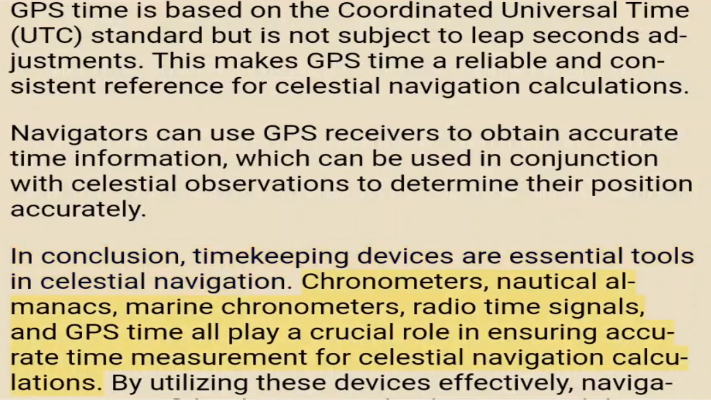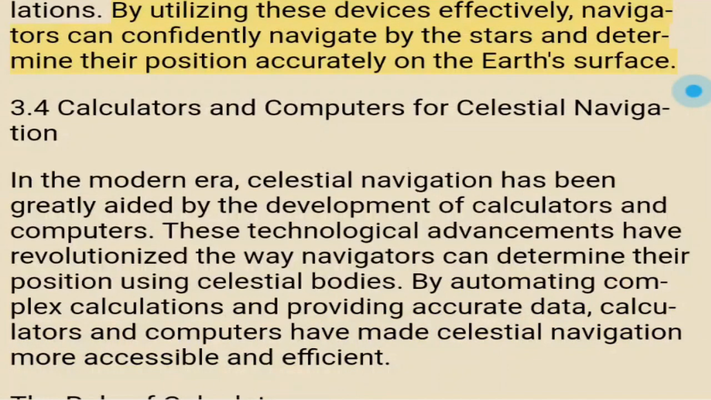Chronometers, nautical almanacs, marine chronometers, radio time signals, and GPS time all play a crucial role in ensuring accurate time measurement for celestial navigation calculations. By utilizing these devices effectively, navigators can confidently navigate by the stars and determine their position accurately on the Earth's surface. 3.4 Calculators and computers for celestial navigation.